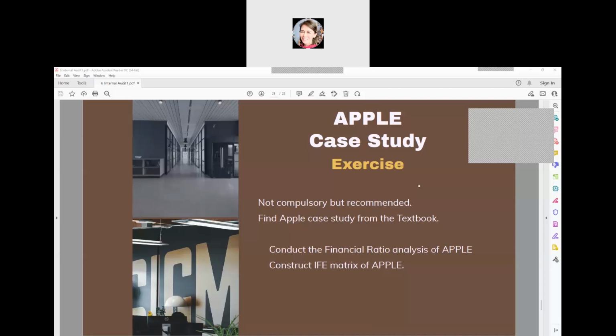It's not compulsory. If you want to, you can do it. If not, it's fine. It's just recommended.